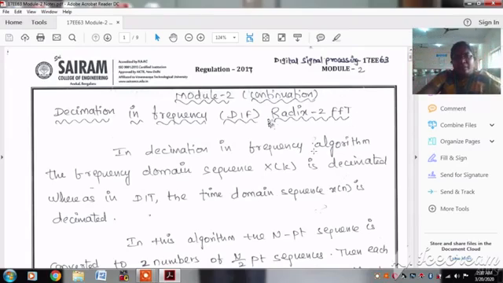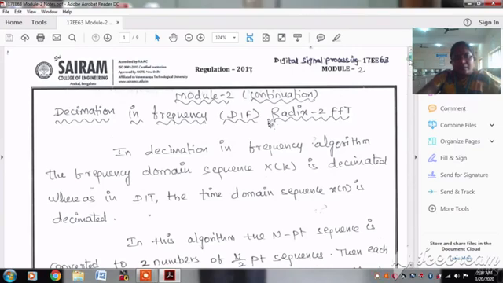In decimation in frequency algorithm, the frequency domain sequence X of k is decimated, whereas in DIT, the time domain sequence x of n is decimated. That is the difference between DIF and DIT. DIF means decimation in frequency, DIT means decimation in time.